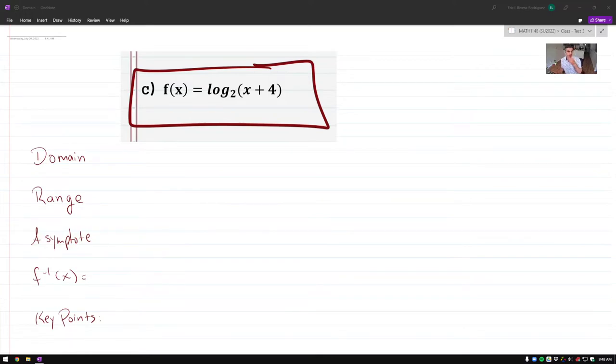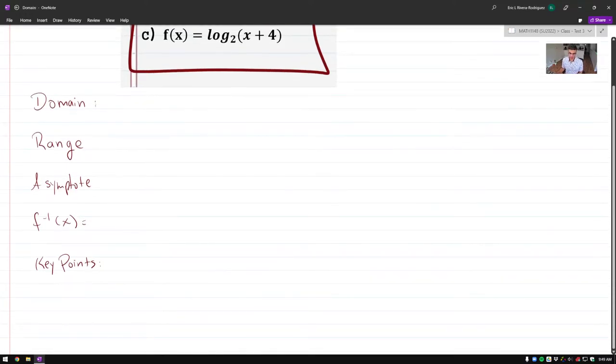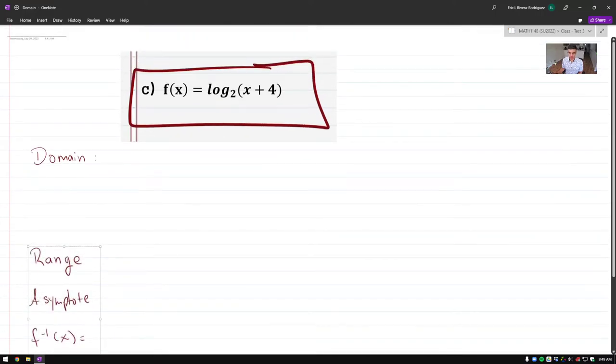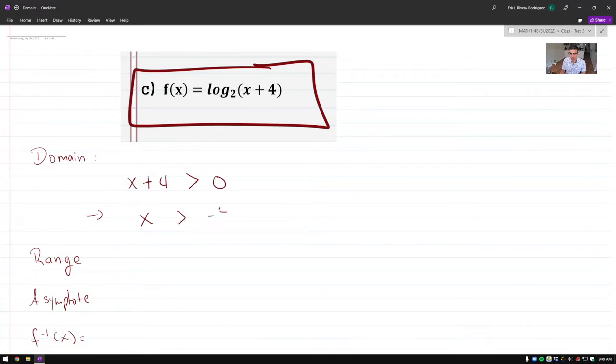Okay, I see your answers. In general, they are good. All right, so domain. Let's start with the restriction that all logarithmic functions have: they only evaluate positive values. So our argument needs to be greater than zero, and we are going to use that restriction to find the domain. We take the argument, x plus 4, which needs to be greater than 0. We solve for x, and we find that x needs to be greater than negative 4. We translate this into interval notation.